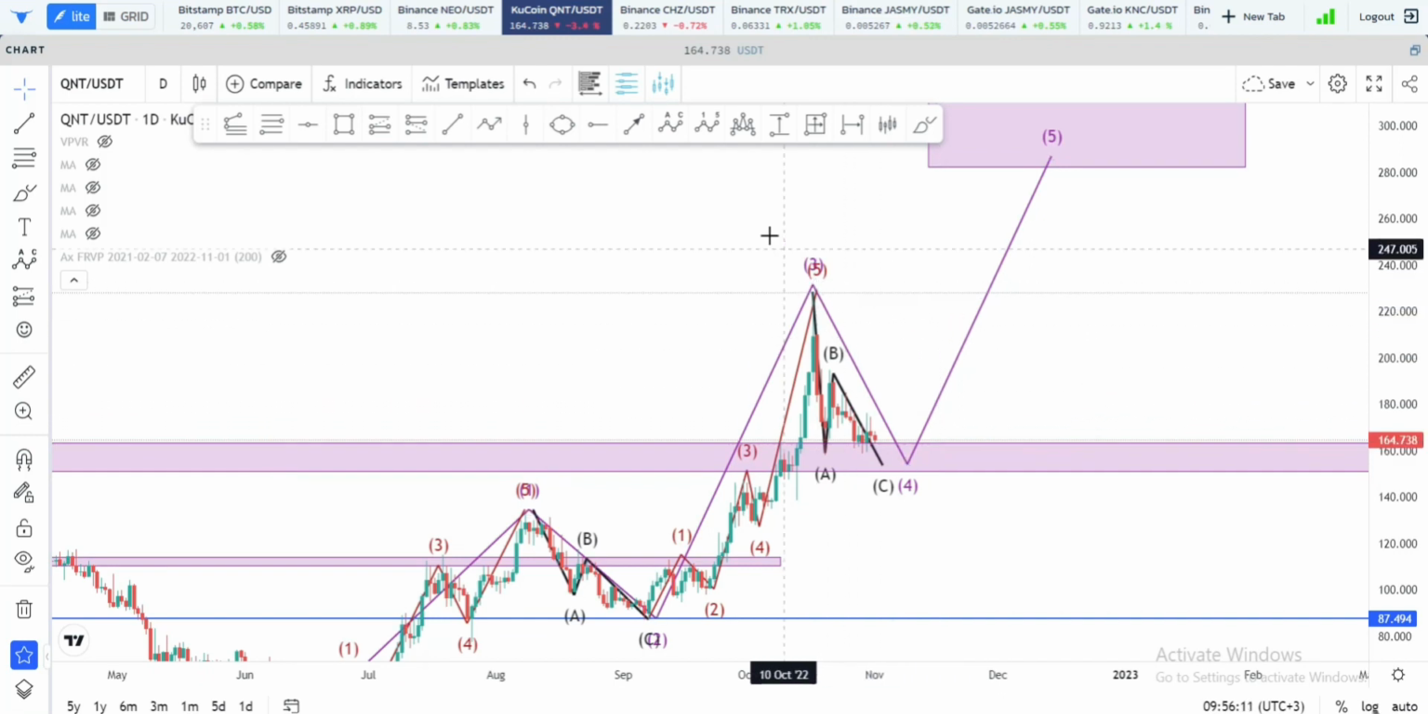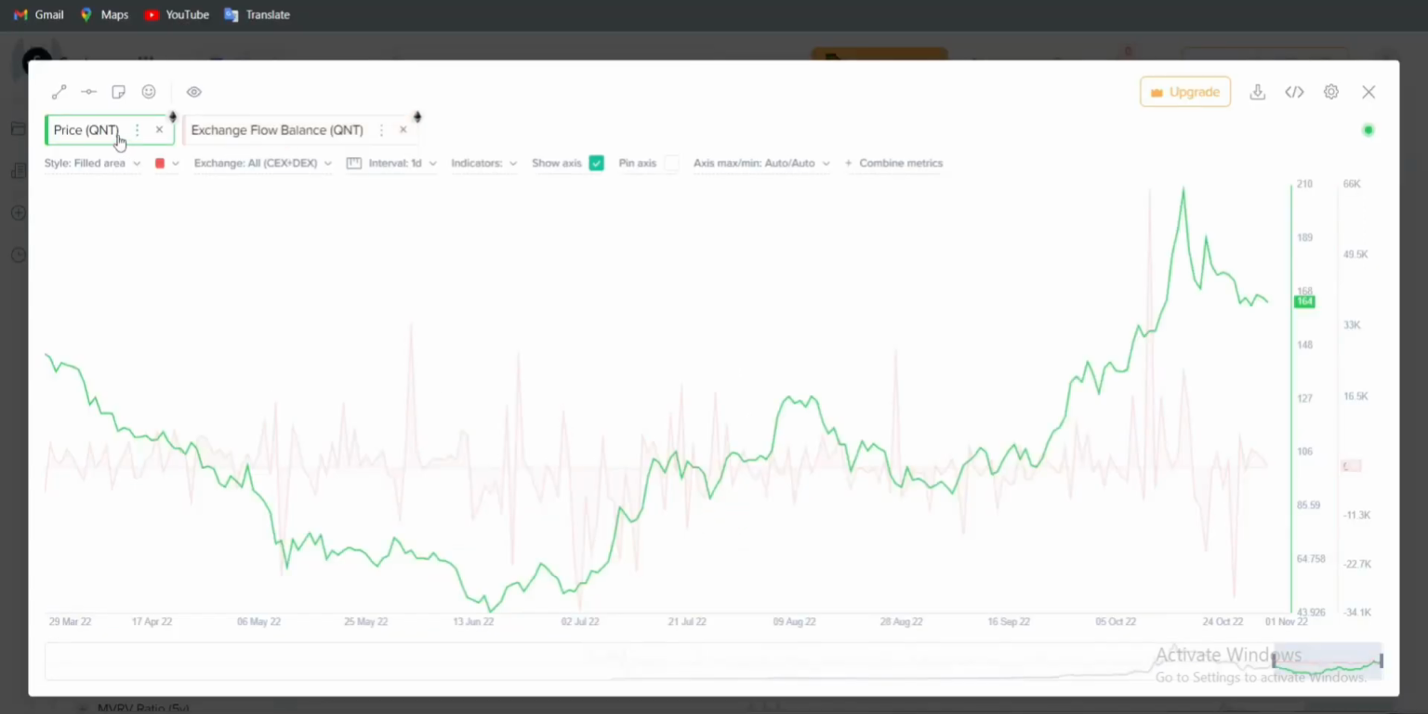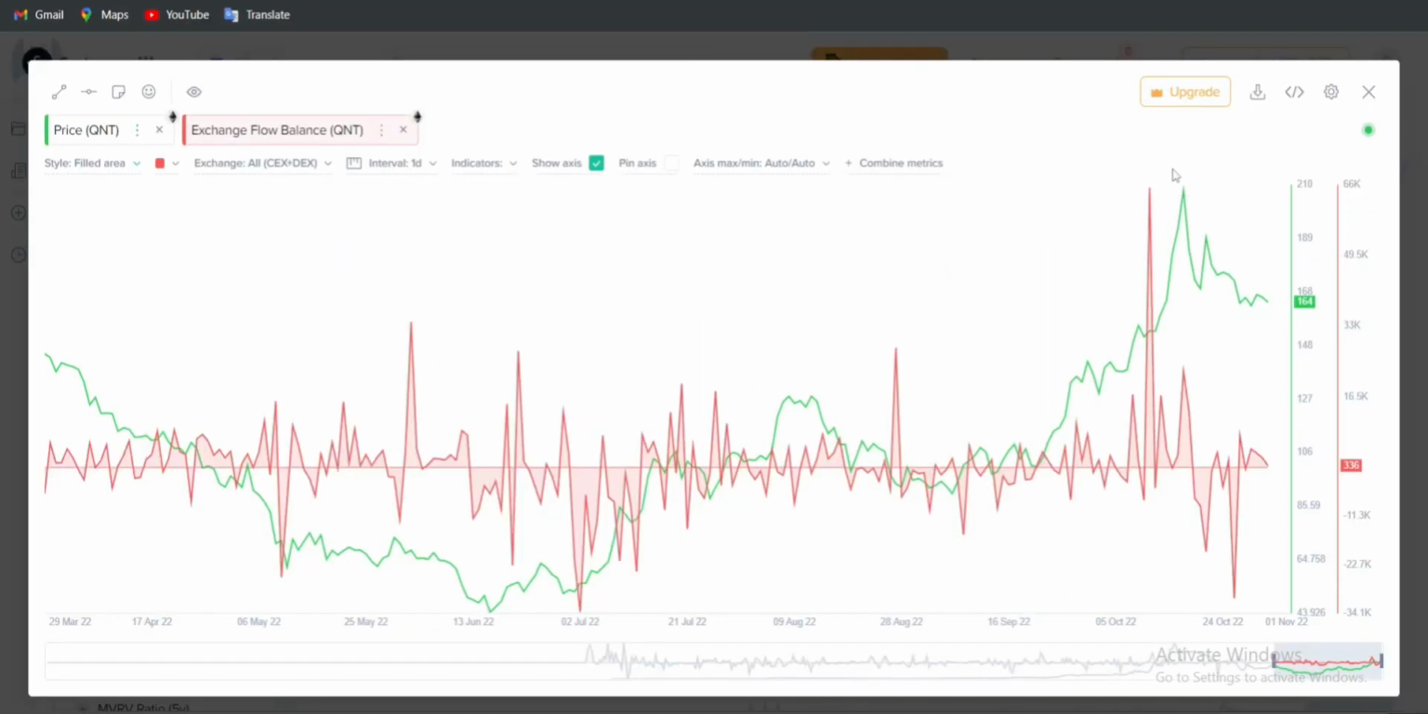Now I'm going to build my case using on-chain metrics right here, so I would need your maximum attention because some of these things are a little bit complicated. But the moment you focus, you're good. So let's start here with the exchange flow balance and the price. You can actually see that in the recent days we have had this dump right from the top. But interestingly, we actually have a negative exchange flow balance.